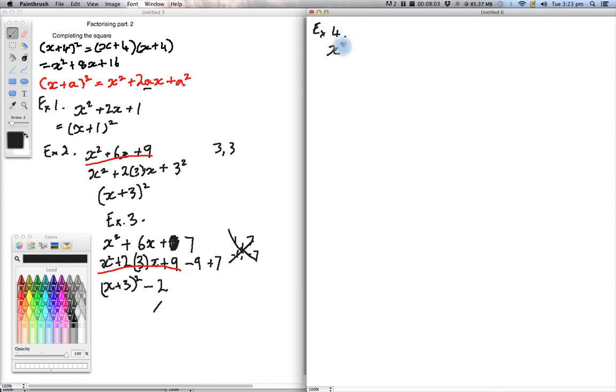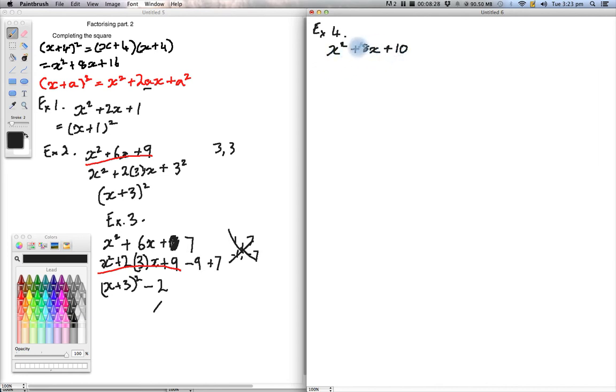x squared plus 8x plus 10. So once again, this one cannot be factorized using the thinking about it method. So we need to do completing the square.